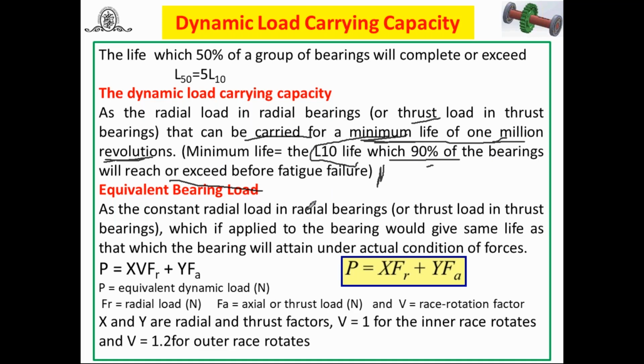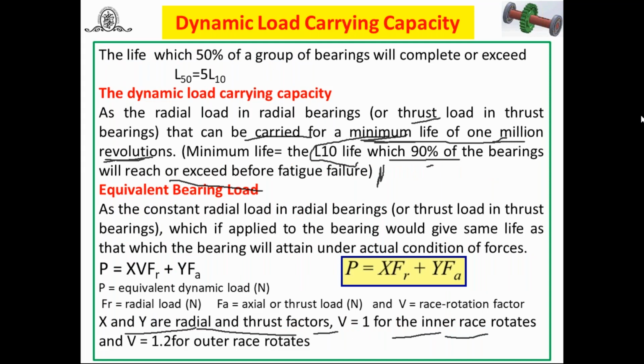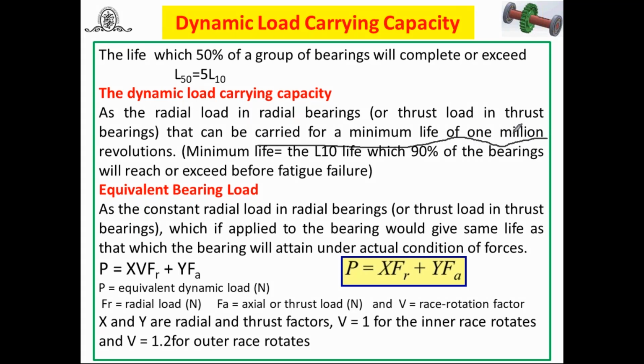Because on the earlier slide, I have shown what is minimum life. Look at this, I have written here: this rating life is known as minimum life, catalog life, L10 life, B10 life. Try to understand. That's why here in dynamic load, radial load in radial bearing, thrust load in thrust bearing can be carried for a minimum life of 1 million revolutions. This is the definition. But minimum life means L10 life, which 90% of the bearings reach. Already we have discussed this.